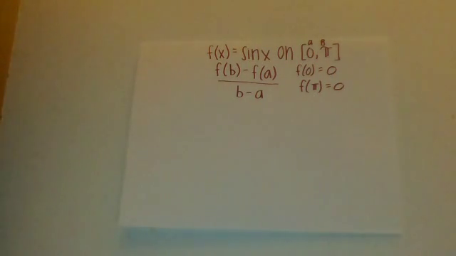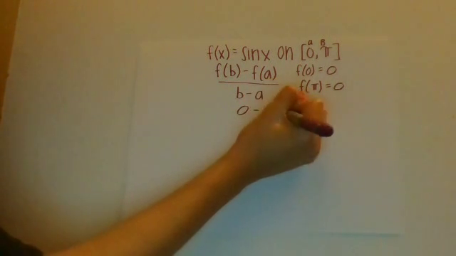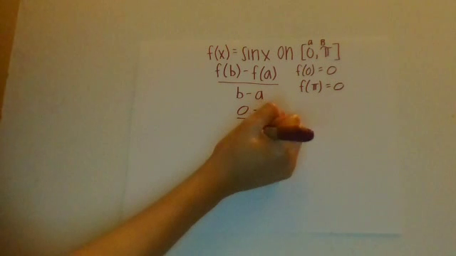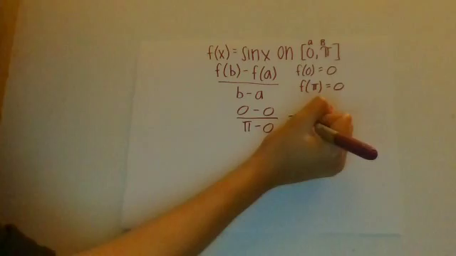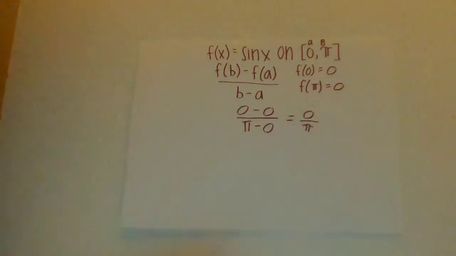And now you plug in those numbers back into your equation. So you should have 0 minus 0 over pi minus 0. And that should get you 0 over pi, which just comes out to be 0.